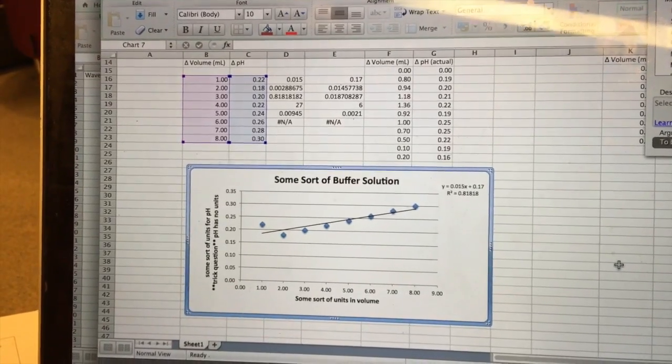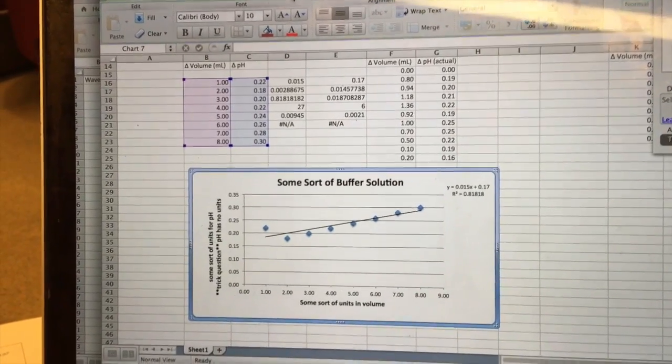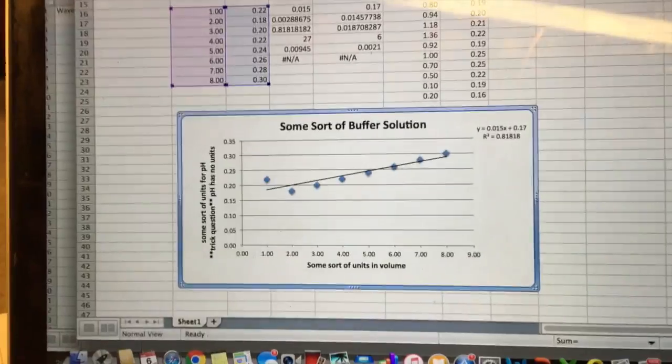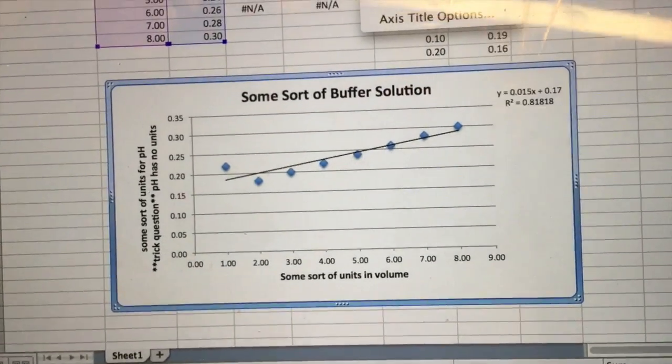When you have the graph, be sure to have a chart title as well as horizontal axis titles on the x values.